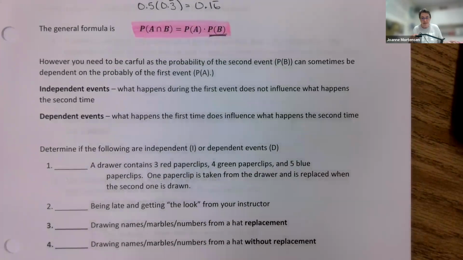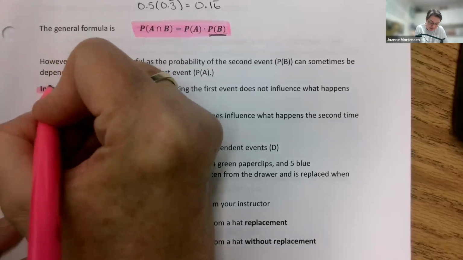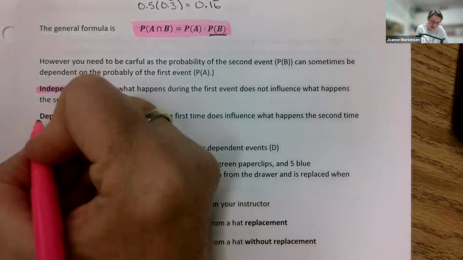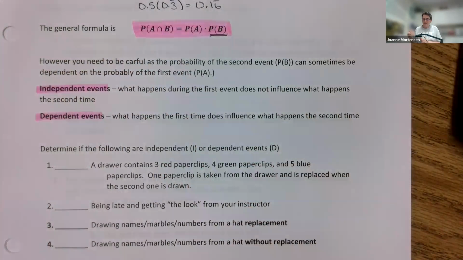So either it depends or it doesn't. In independent events, what happens the first time does not influence what happens the second time. And we have dependent events where what happens the first time does influence what happens after. Which sounds really complicated, but once you see the examples, you're like, oh, that's what she means.